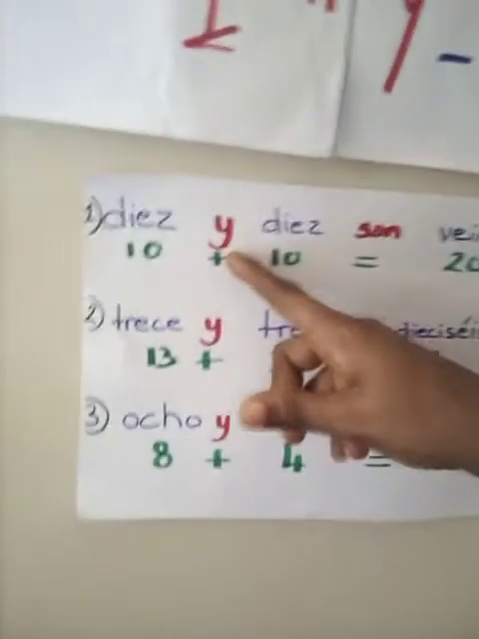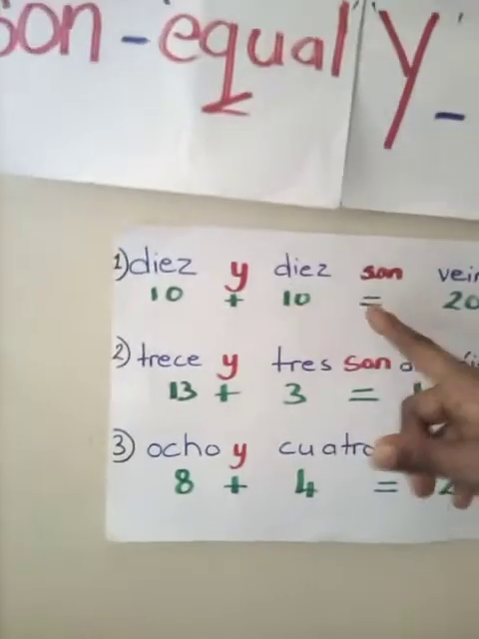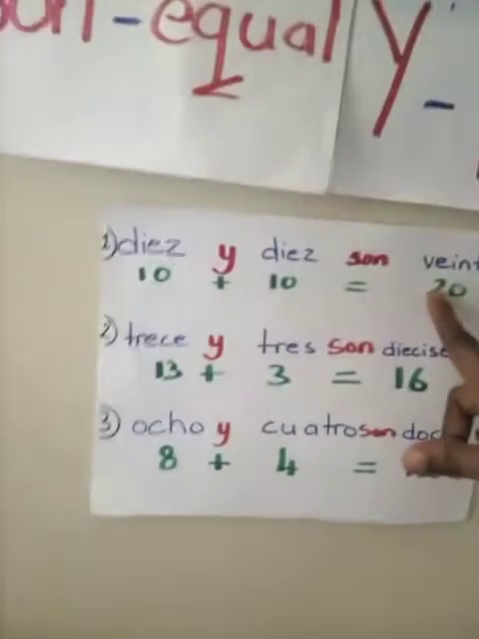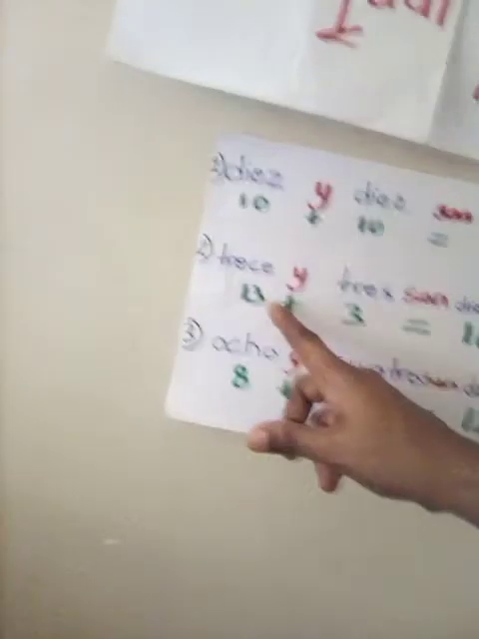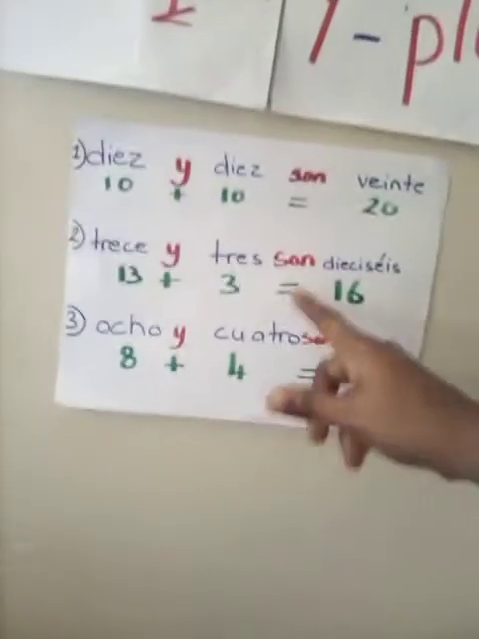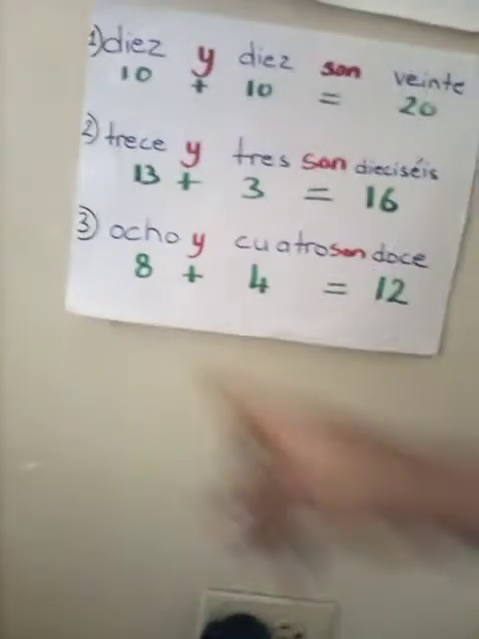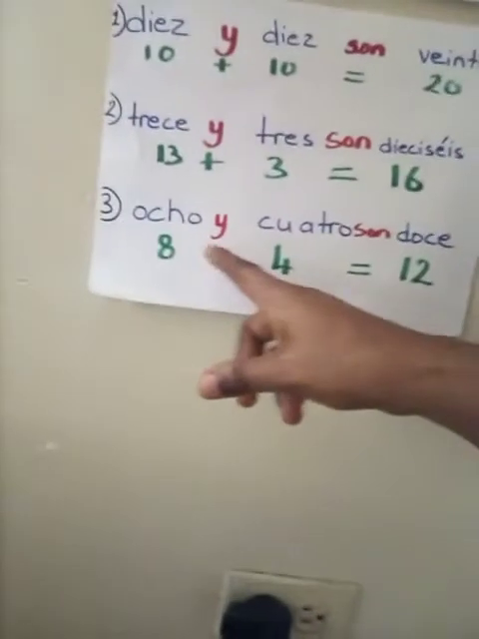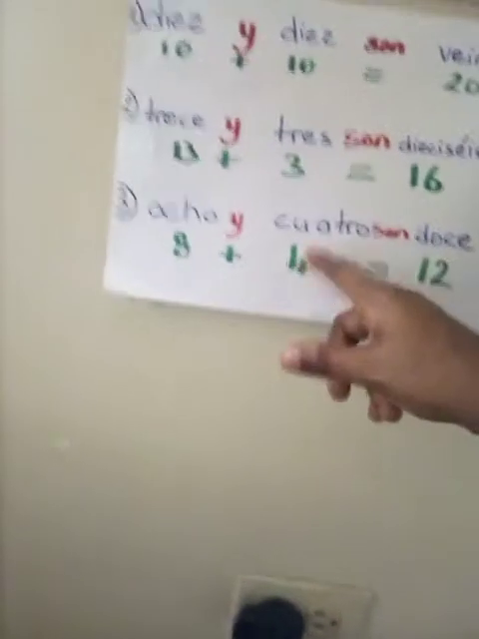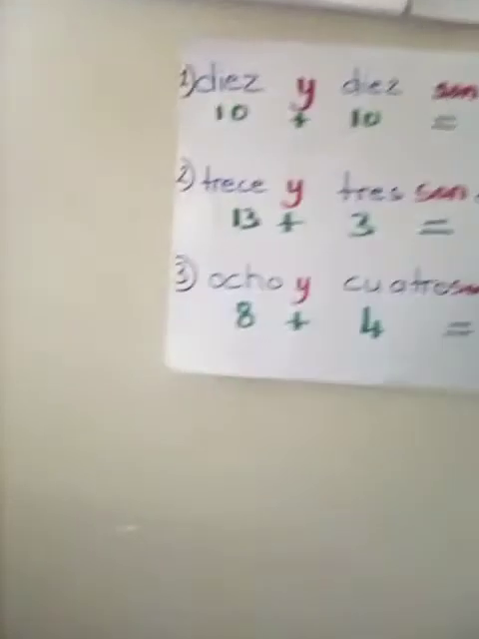So we would say diez y diez son, which means equals, then your answer, which is veinte. Another example was 13, trece, y plus 3, tres, son 16, dieciséis. And another example, 8, ocho, y plus 4, cuatro, son 12, doce.